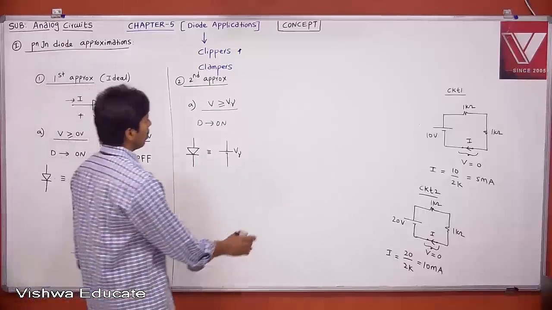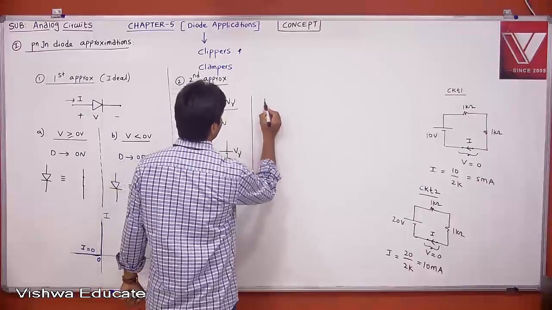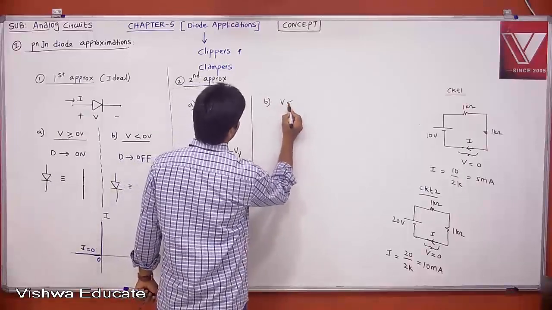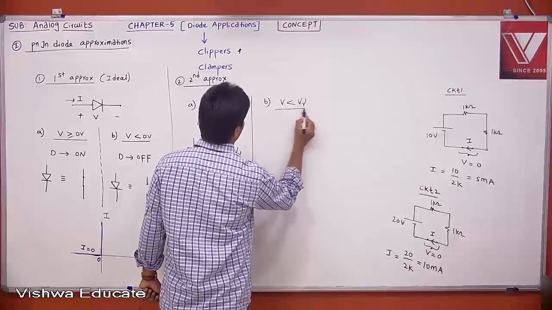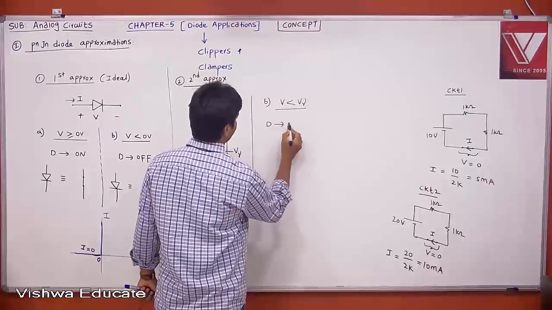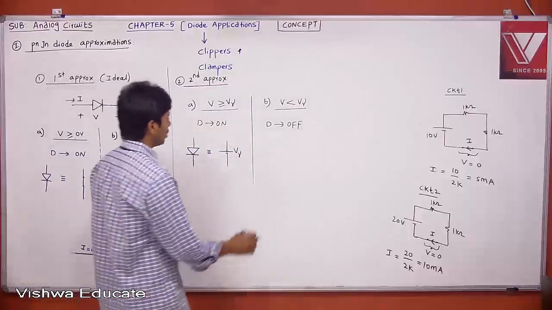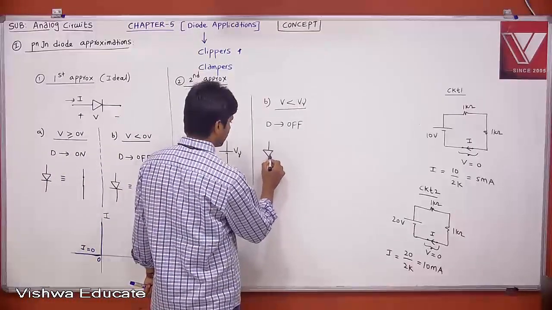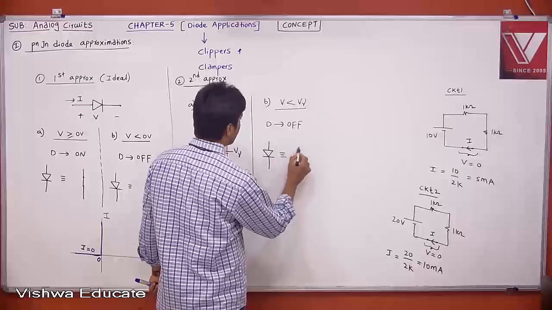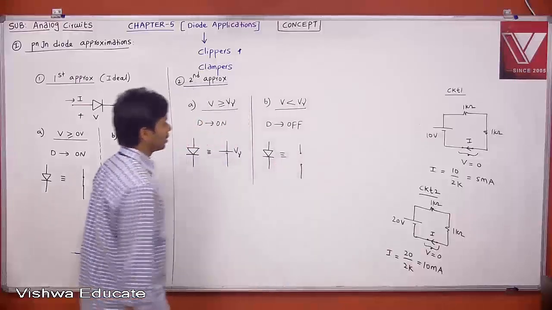Okay. Now what is case B? Case B is nothing but that V is less than V gamma, then your diode is off or reverse bias, anything is fine. Then how will you represent? Your diode is represented as an open circuit, absolutely open circuit.